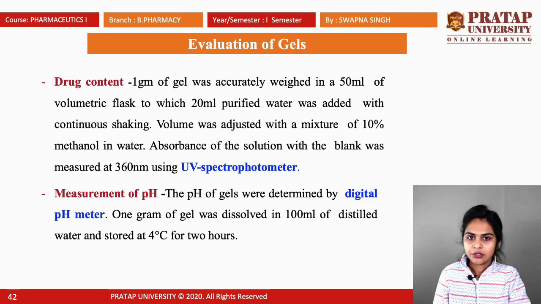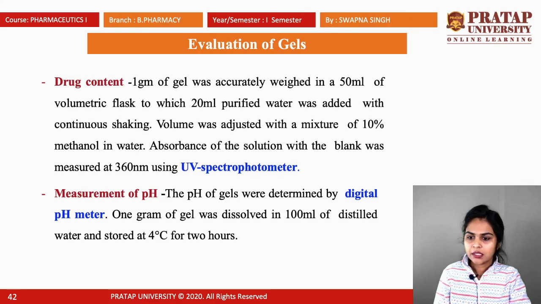Last is evaluation of gel. So the first parameter is drug content. 1 gram of gel was accurately weighed in a 50 ml volumetric flask, to which 20 ml purified water was added, with continuous shaking. Adjust the volume with a mixture of 10% methanol in water, and the absorbance of the solution against a blank was measured at 360 nanometers using UV spectrophotometry.